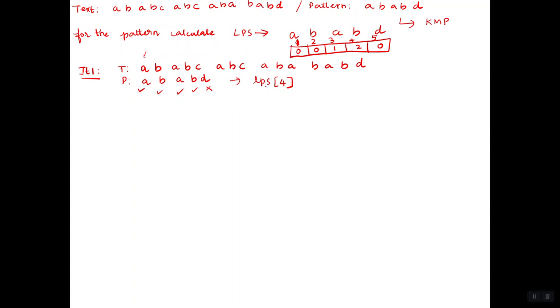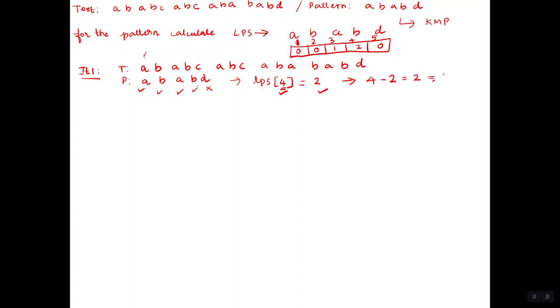Calculate what is the LPS of 4. Why 4? Because 4 characters are matching, and the 5th character alone is a mismatch for me. So that's why I wrote it as LPS of 4. LPS of 4 is equal to 2. So LPS of 4 is equal to 2, and I am going to take these two numbers alone. So 4 minus 2 is equal to 2.